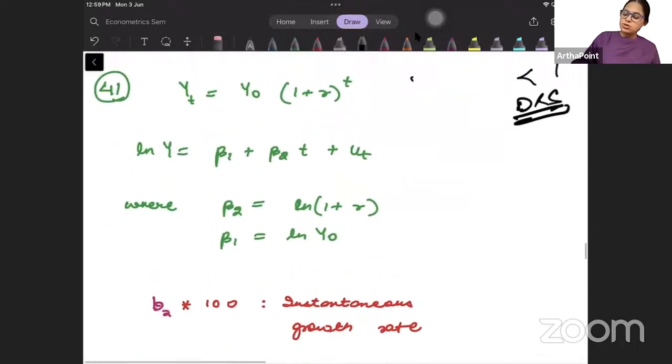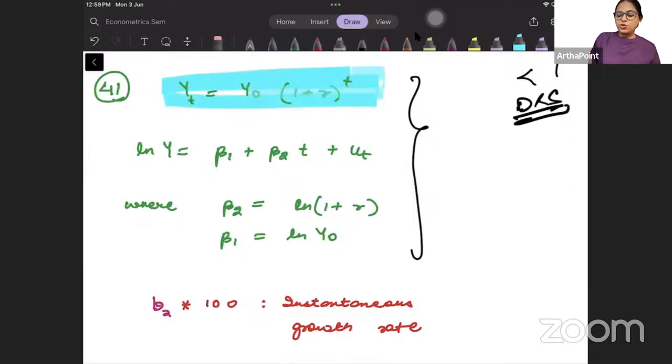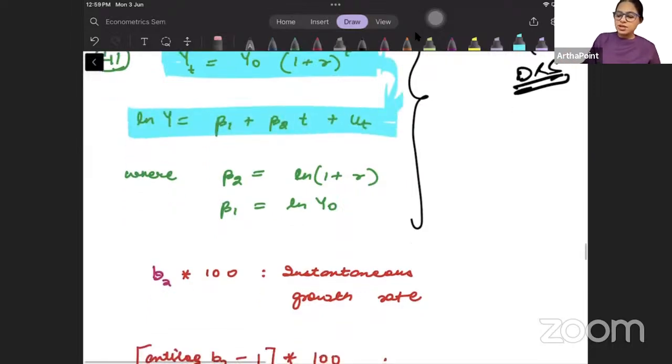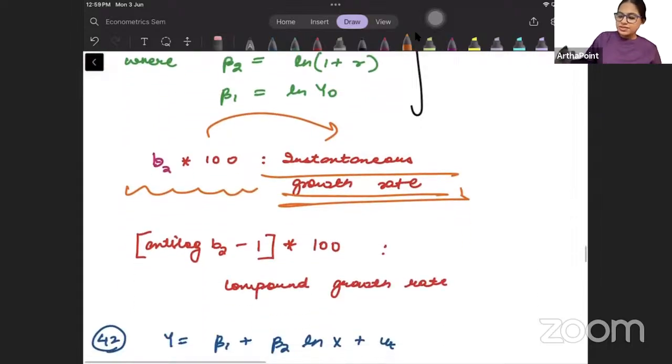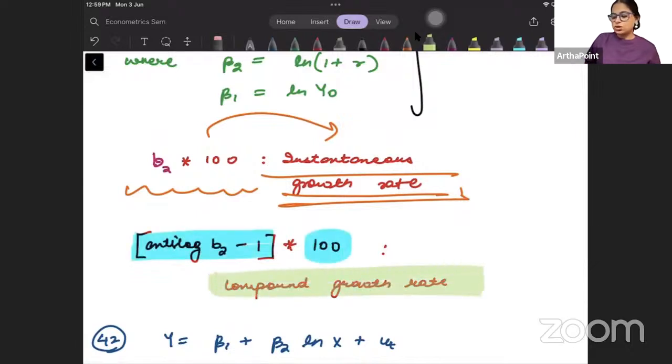Now let's talk about the growth models. So it is of the form yt is equal to y naught 1 plus r to the power t. जब हम इसमें log on both sides लेंगे तो we will get this model. इस मॉडल में ये जो हमारा beta 2 होता है बेटा, अगर हम इसको 100 से मल्टीप्लाई करें, वी गेट इंस्टेंटेनियस ग्रोथ रेट. और अगर हम ये कर दें एंटी लॉग b2 माइनस 1 इंटू 100, तो बेटा उसको हम बोल देते हैं कंपाउंड ग्रोथ रेट.